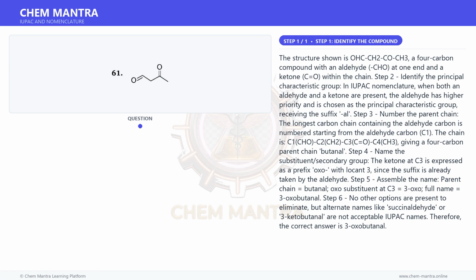Step 2. Identify the principal characteristic group. In IUPAC nomenclature, when both an aldehyde and a ketone are present, the aldehyde has higher priority and is chosen as the principal characteristic group, receiving the suffix -al.